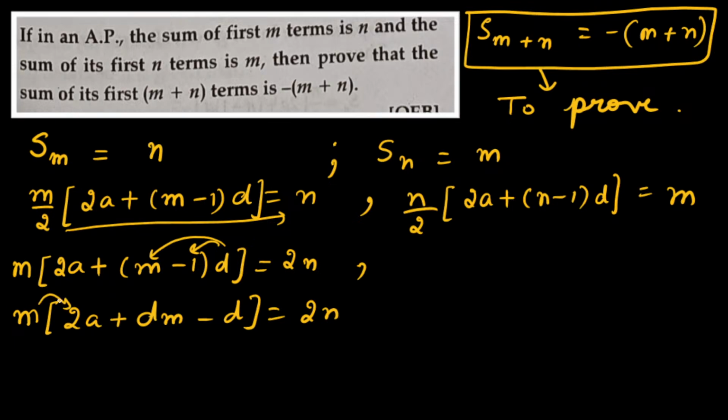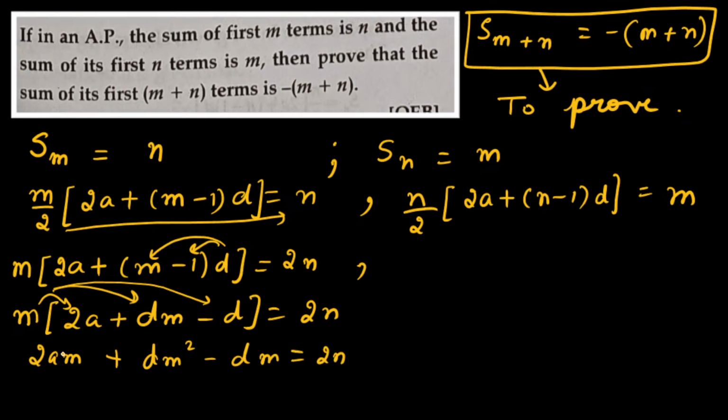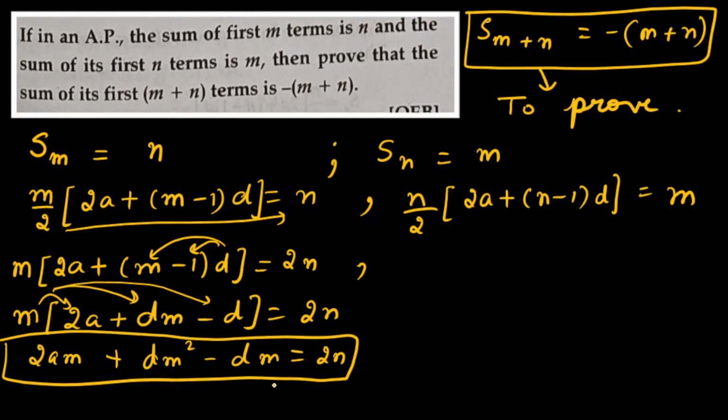Now we'll multiply this m. It will get multiplied with each and every term. So 2am plus dm square minus dm is equal to 2n. So this I'll just consider as one equation, because further simplification cannot be done.